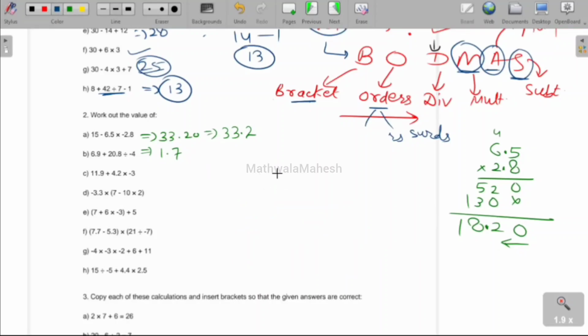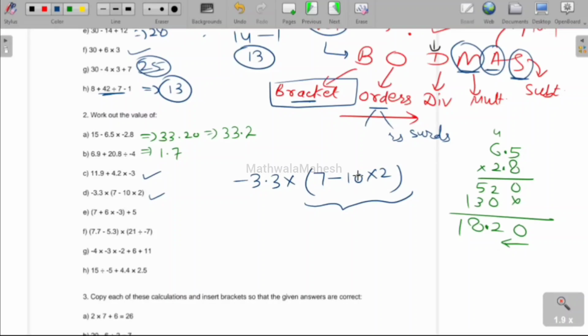Now next one, this question you will do by yourself. I provide you the answer of this one. Minus 3.3 multiply bracket 7 minus 10 into 2. Now in BODMAS we use bracket B first, so first we will solve the bracket. So here is the bracket and we will solve this one.